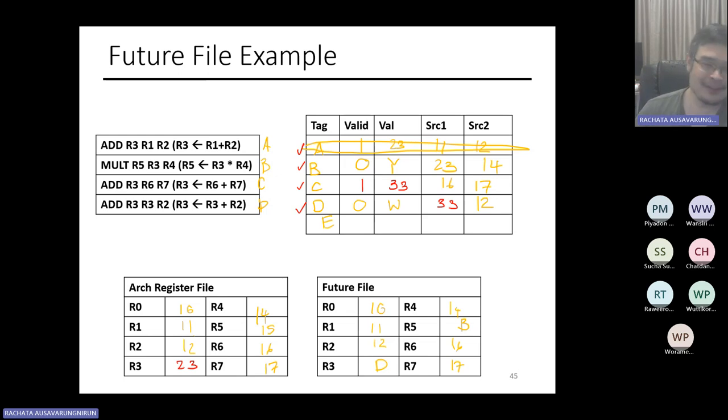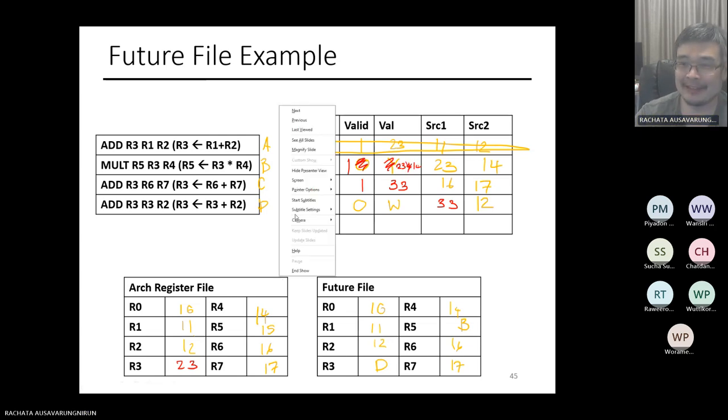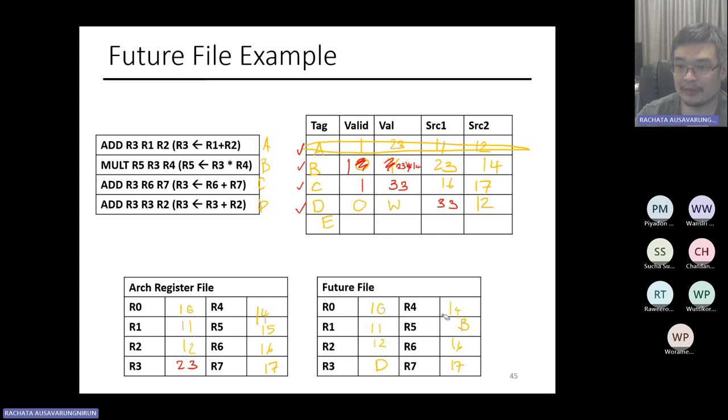If there's no exception, B finishes. Let's say there's no exception, B finished. This becomes valid. That becomes 23 multiplied by 14. Whatever value it is, I don't want to do the multiply right now. You're updating R5, so you erase this pointer, eraser. Both the future file and architecture file are waiting for this, so it's going to be 23 multiplied by 14.